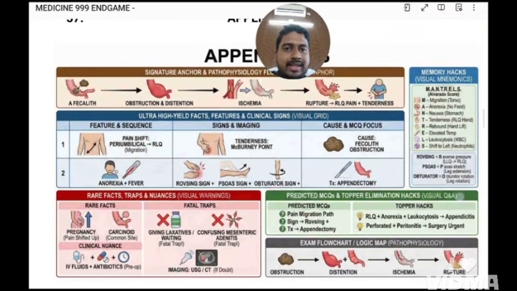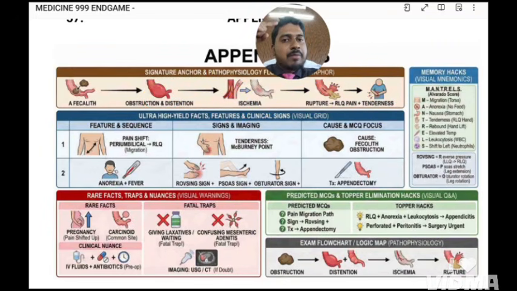Next, we'll go to appendicitis, which is a surgery plus medicine mixed topic. So what happens here is there is fecolith. Okay, fecolith means some fecal material which is actually hardened. And this actually obstructs the lumen of the appendix. As a result there is obstruction, distension, inflammation, ischemia, and finally it leads to rupture, where you will get right lower quadrant pain, and then you will get tenderness.